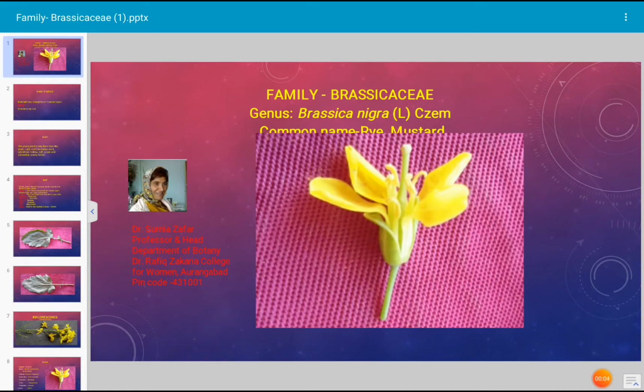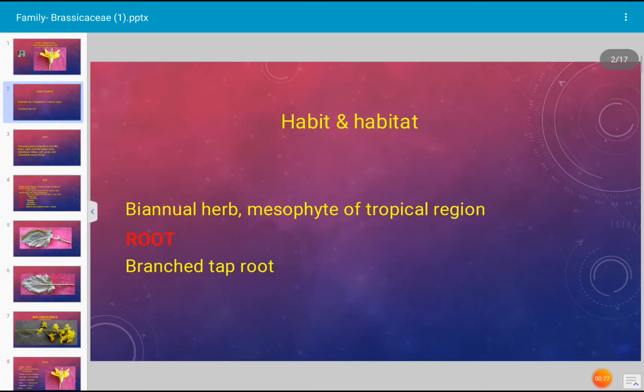Today's topic for discussion is a description of a plant. Its name is Brassica nigra. Its common name is mustard, and in Hindi it is called rai. It is a member of the family Brassicaceae. This family is also called the cruciferous family. Next slide. How is the habit and habitat of the Brassica plant?